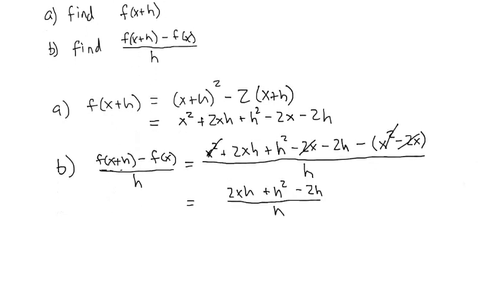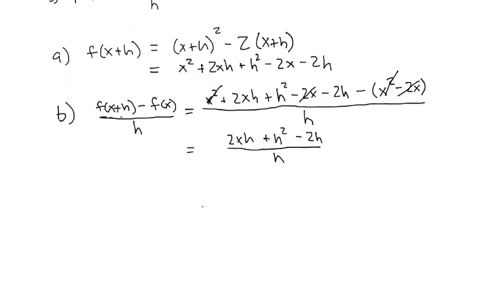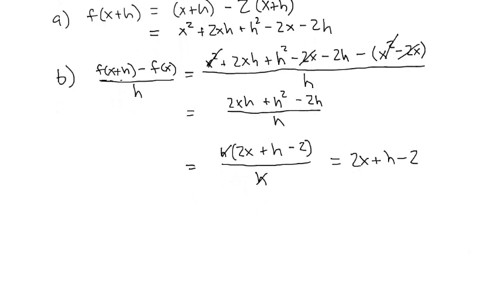And now I'm going to factor an h out of the top. So I'm going to have h times (2x plus h minus 2), divided by h. And now my h's cancel. So I'm left with 2x plus h minus 2. And that's all for the algebra of functions.